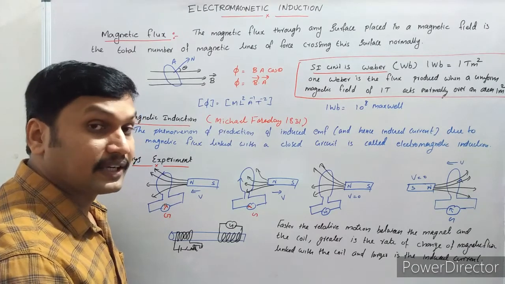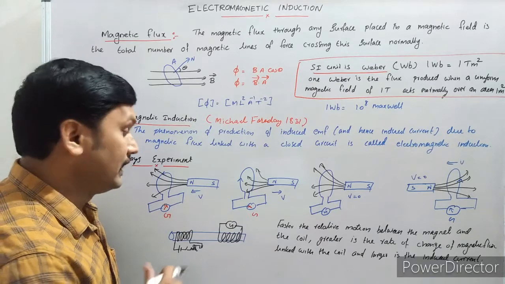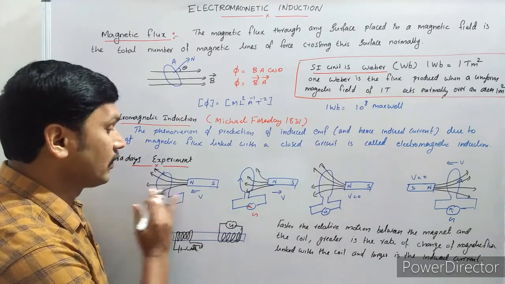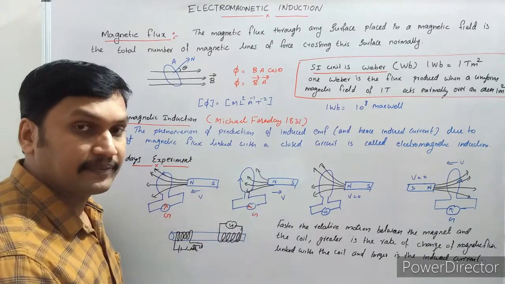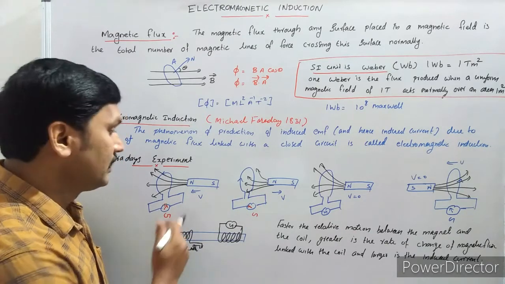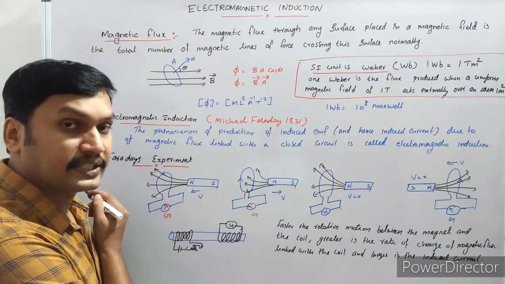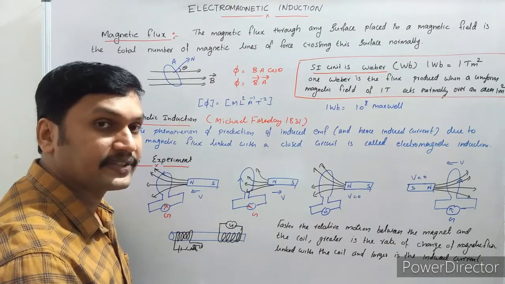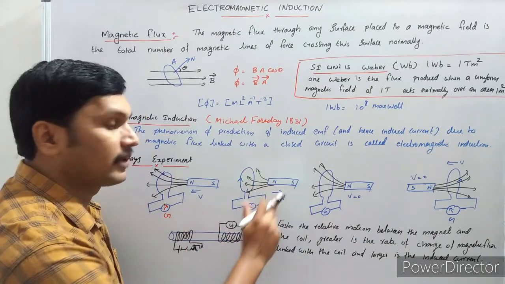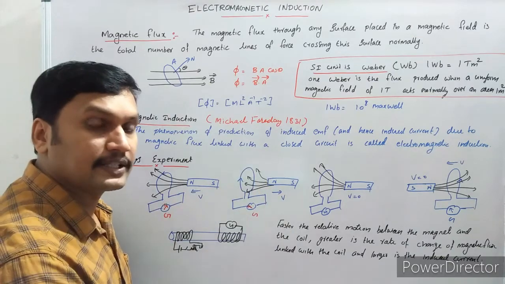So we can say the reason for this deflection or production of current is that whenever the magnet is moving towards or away from this coil, the flux associated with the coil is changing. Here, when we are moving the magnet towards this coil, the flux increases. When you are moving this magnet away from the coil, the flux decreases. So here there is a production of current. Whenever the flux associated with the coil changes, current is produced.